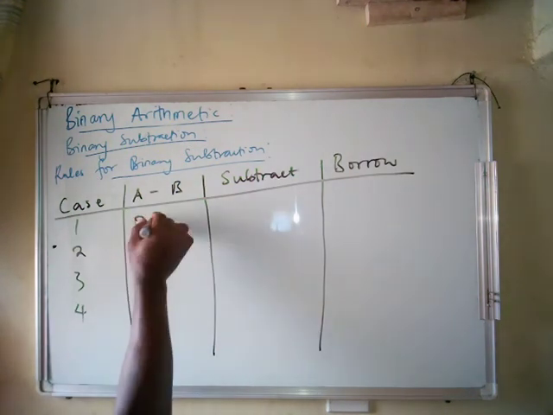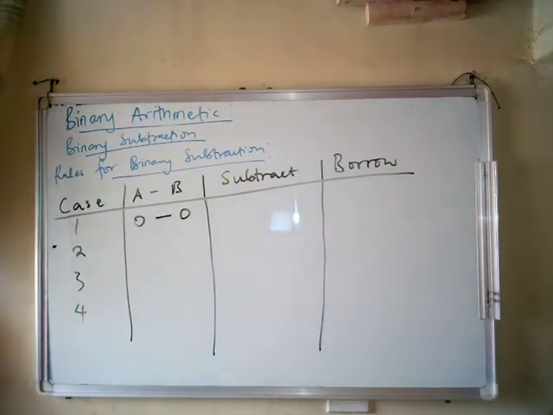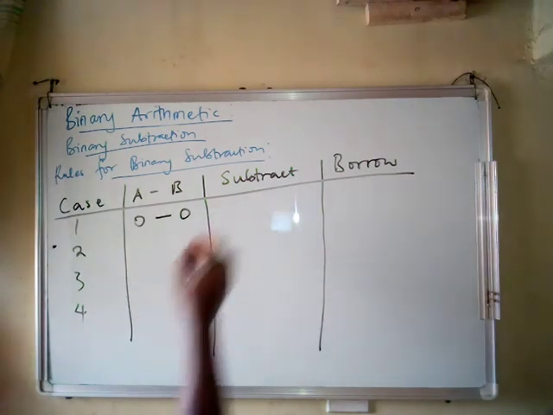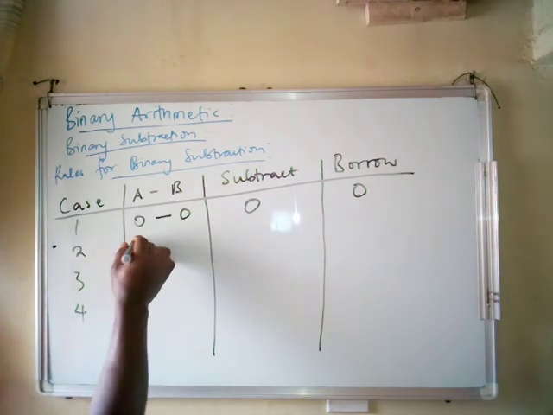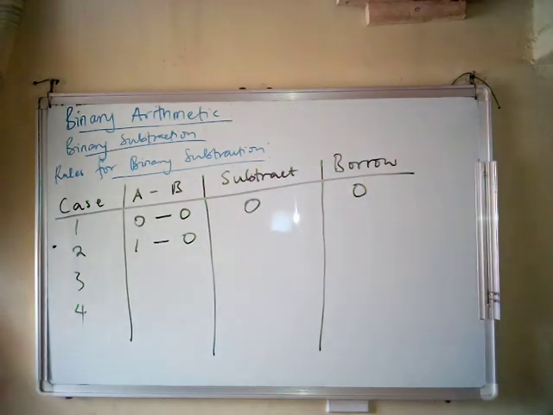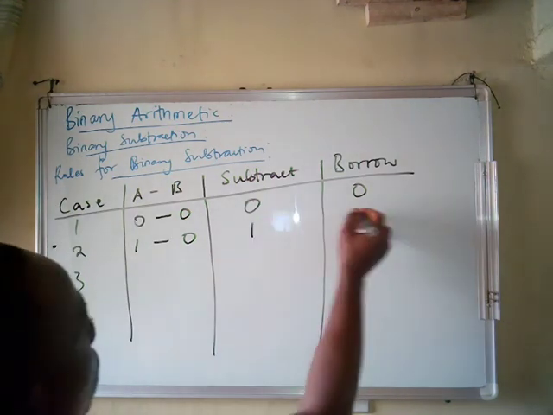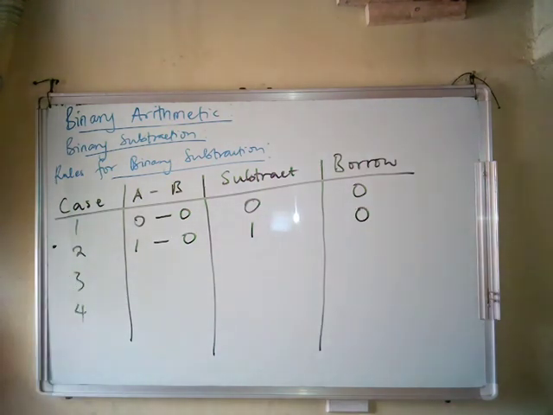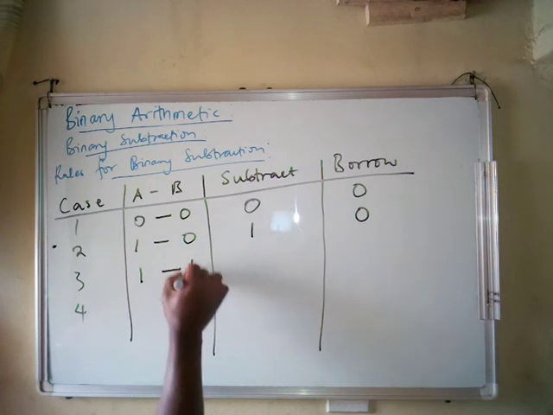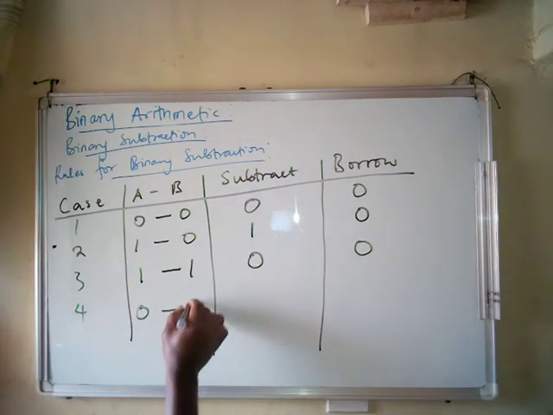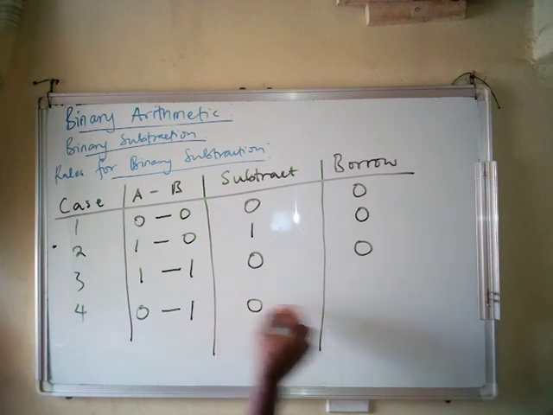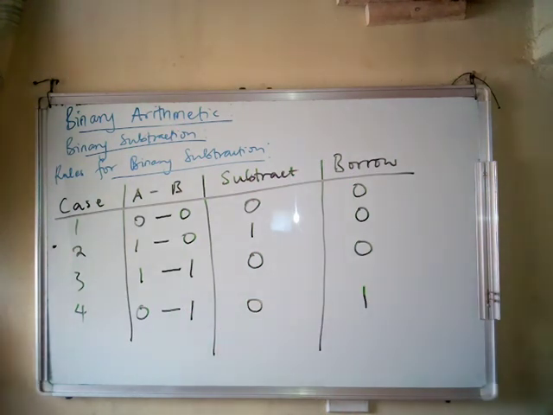So if you have your 0 minus 0, what will it give you? It will give you 0. You don't borrow anything. If you have your 1 minus 0, what will it give you? It will give you 1. You don't borrow anything. If you have 1 minus 1 it gives you 0, no borrowing. But if you have 0 minus 1, it will give you 0, but you must borrow. Do you understand?